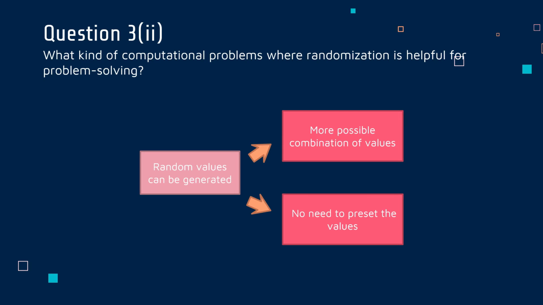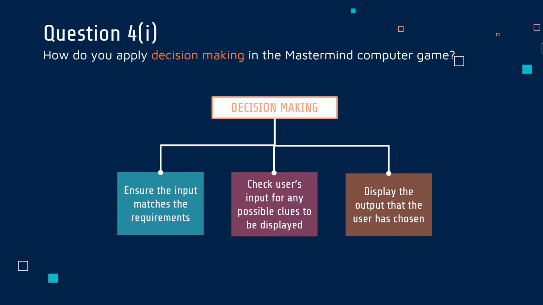And so with randomization, it allows random values to be generated. Thus, this can be really helpful as it allows more possible combinations of values to be generated instead of one same value which is preset beforehand. So next, we'll now talk on decision making.